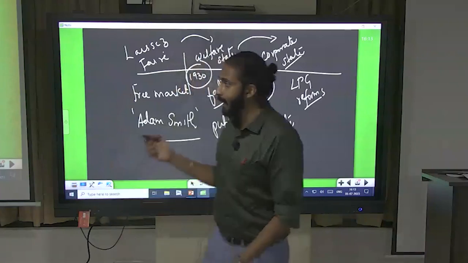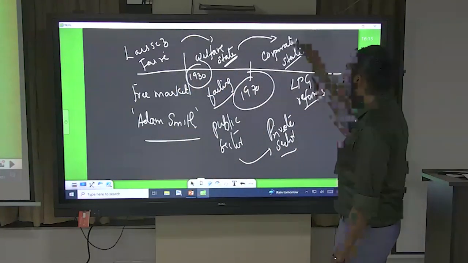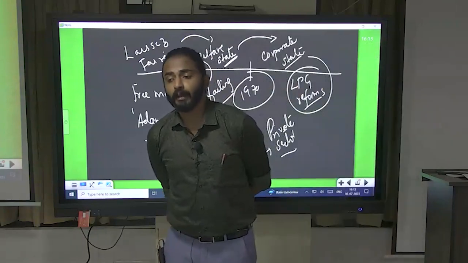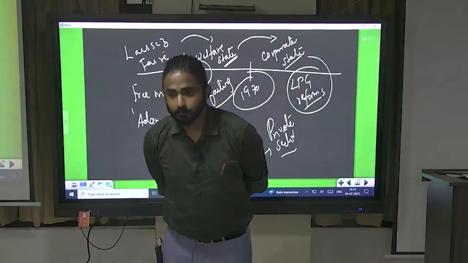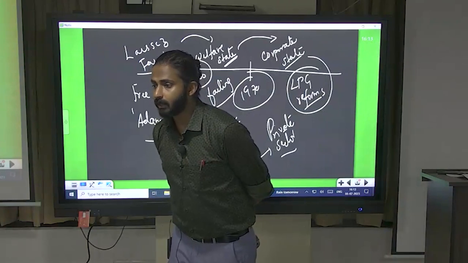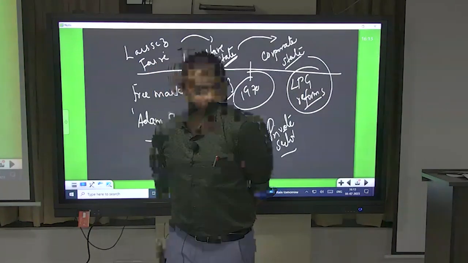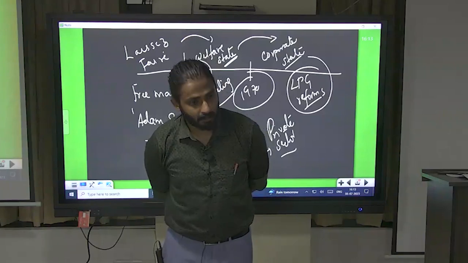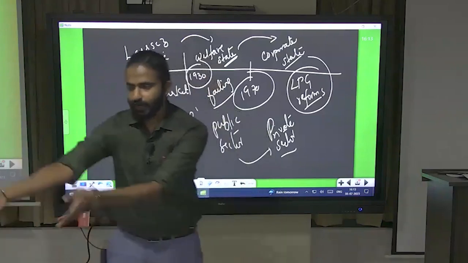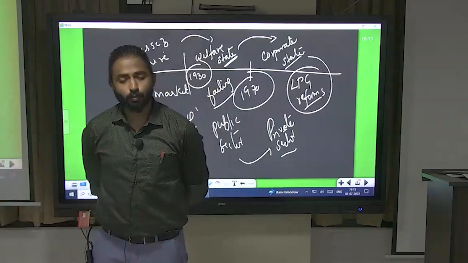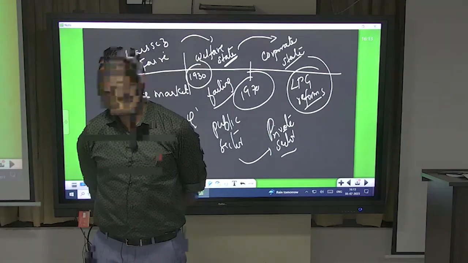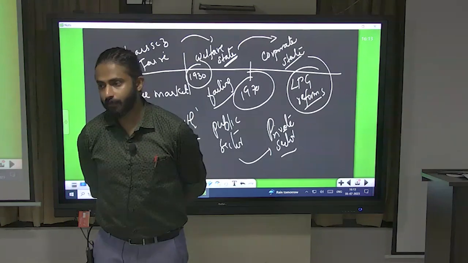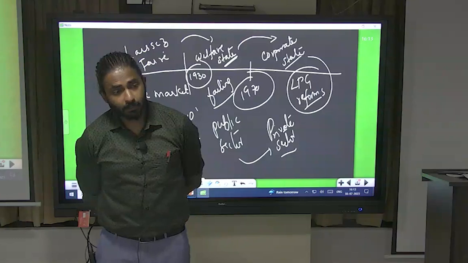Right. So what happened? LPG reforms were adopted. And what happened? There were a lot of problems of private sector also. What is the problem of the private sector? Their motive is nothing but profit. The motive of government is service, public welfare. So private sector, if you let, you are asking Ambani to provide public welfare, will he try to give public welfare or will he try to gain profit? Profit. So private sector also had problems.